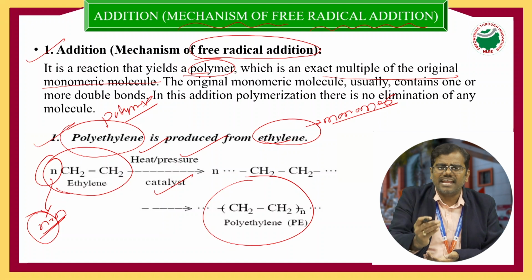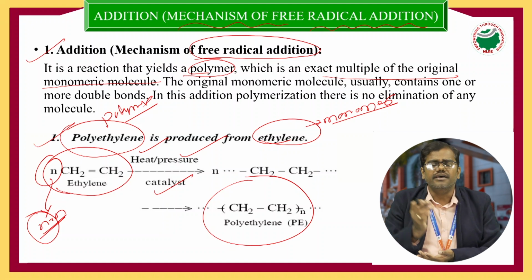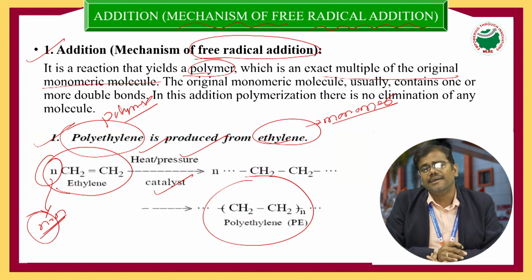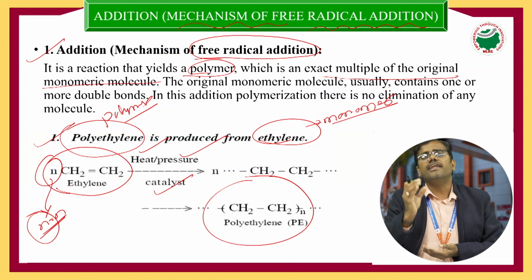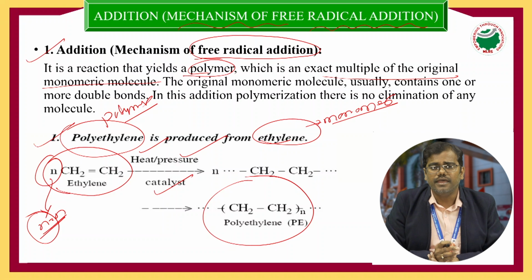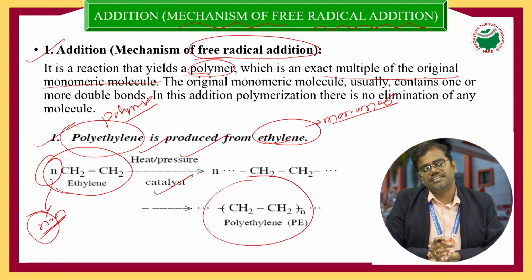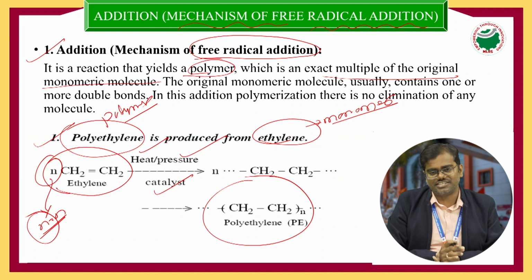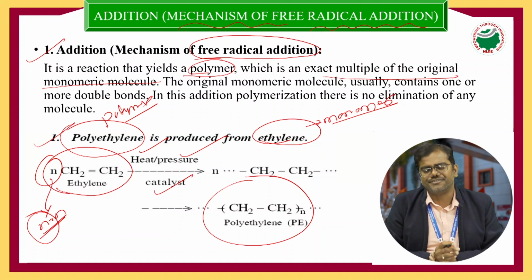To start the reaction, first of all, these initiators will produce free radicals. That is the reason addition polymerization can be called free radical chain polymerization. My dear students, the best examples for the initiators are hydrogen peroxide and benzoyl peroxide. These are the most familiar examples of initiators.